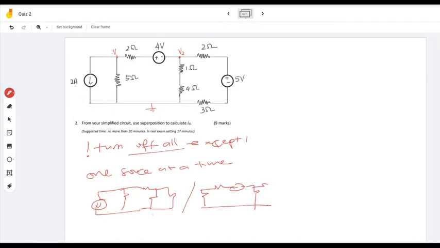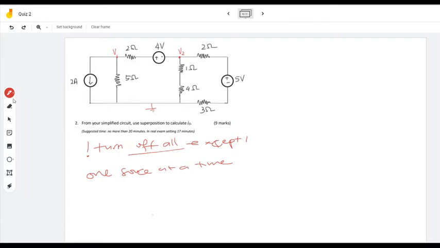For some unknown reason. So you should not have only 2 circuits. Remember, you turn off all except 1. You only have one source at a time. You have to sketch the number of circuits depending on the number of independent sources. That is superposition. So please don't get confused with source transformation.